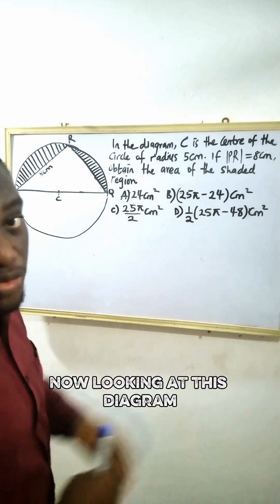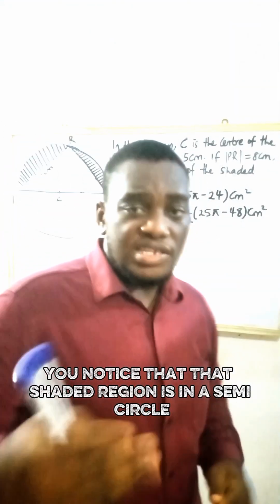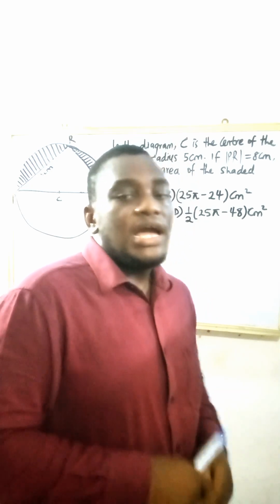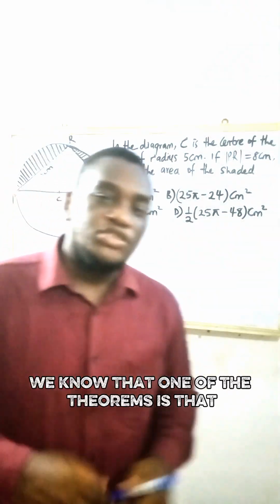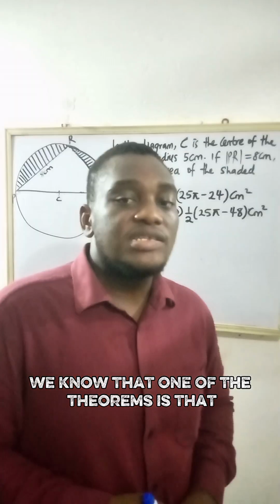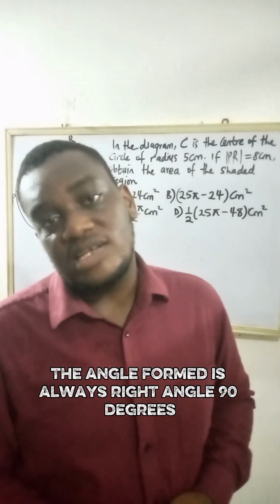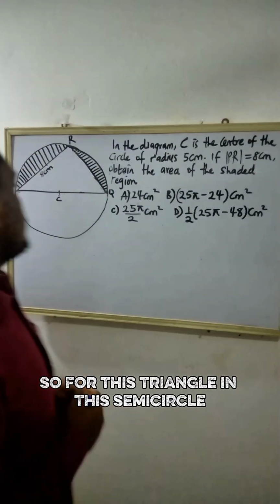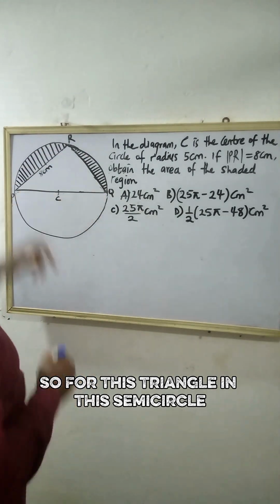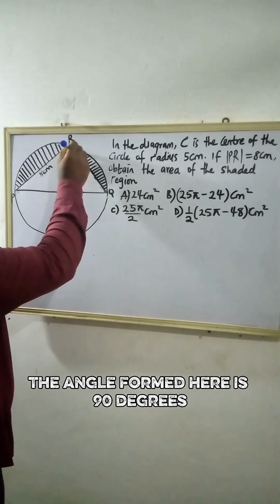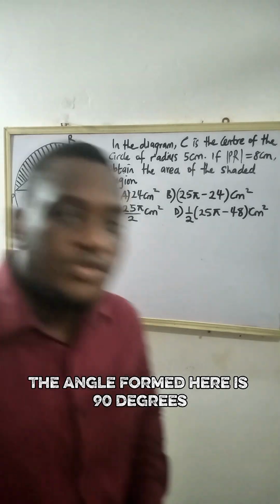Now, looking at this diagram, you notice that the shaded region is in a semicircle. And from our circle geometry, we know that one of the theorems is that in a semicircle, the angle formed is always a right angle, 90 degrees. So for this triangle in this semicircle, the angle formed here is 90 degrees.